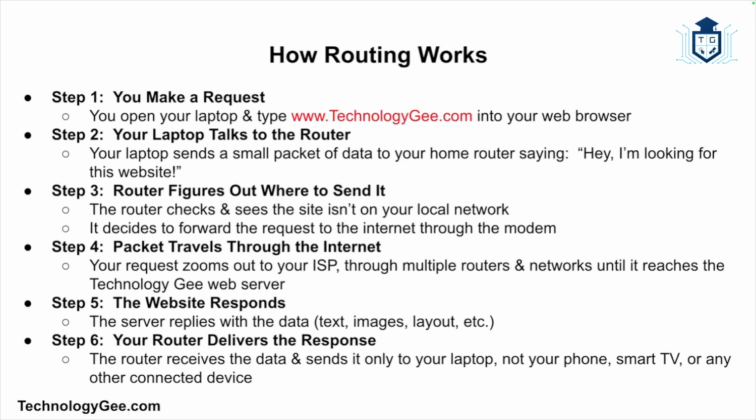Next, the router figures it out. Basically, the router looks at the destination and sees that it's not in your local network. And then it says, okay, I need to forward this to the internet. After that, the packet travels the internet. The packet travels through your modem, to your ISP, and across many routers and networks until it reaches the Technology G website server.